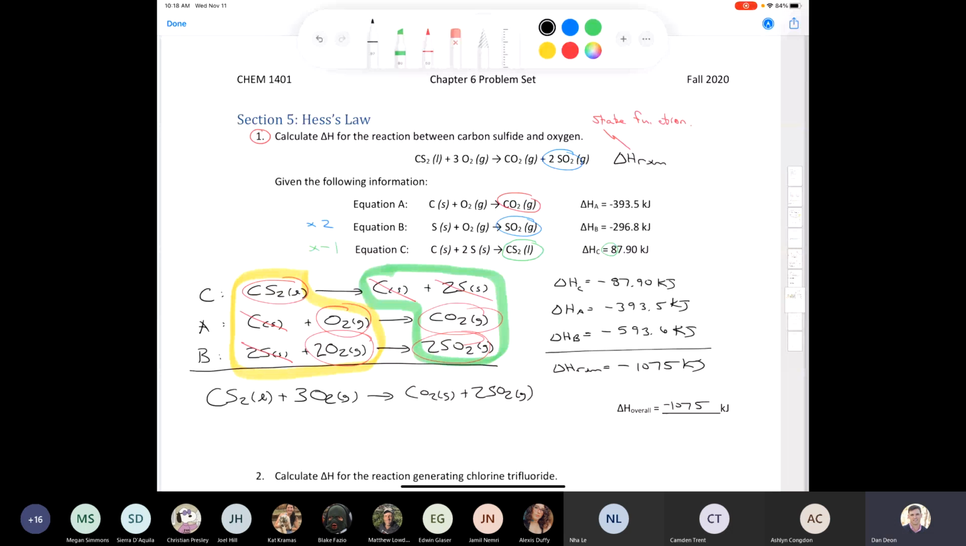If compounds are in different states, no, they would not cancel out, Jennifer. They have to be in the same state in order for them to cancel out.